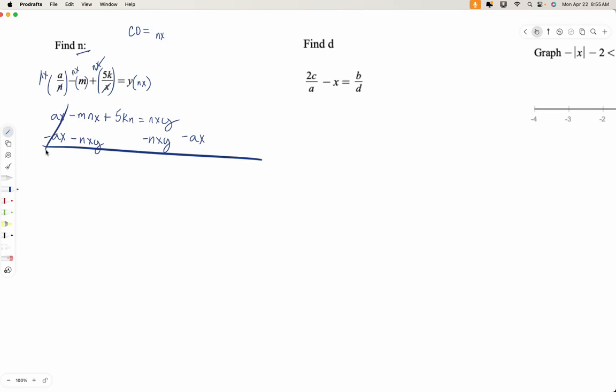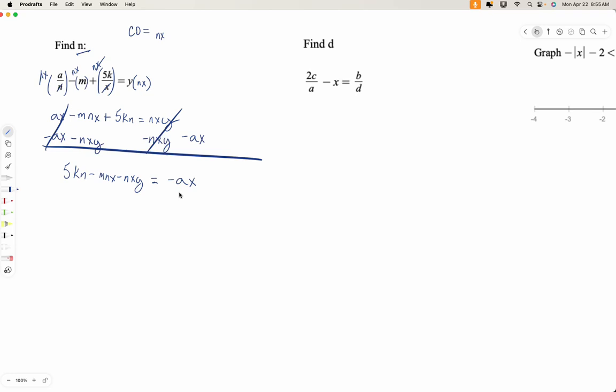So this cancels, this cancels. I'm going to write this with positive leading because that's the way Saxon likes it. So 5kn minus mnx minus nxy is equal to negative ax. All right, so we have a bunch of negative signs here. So in this instance, I am going to multiply.